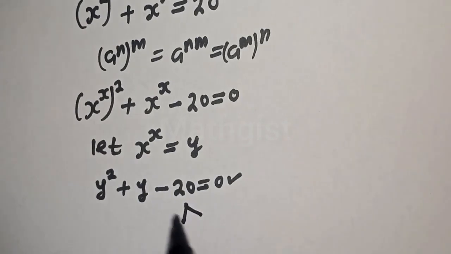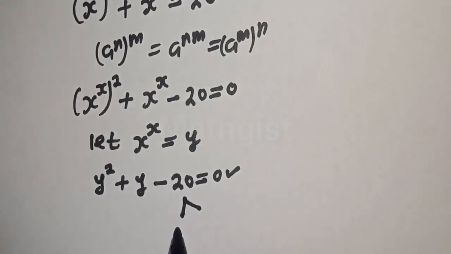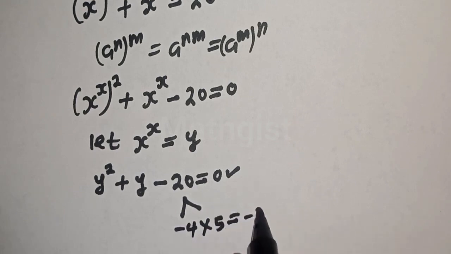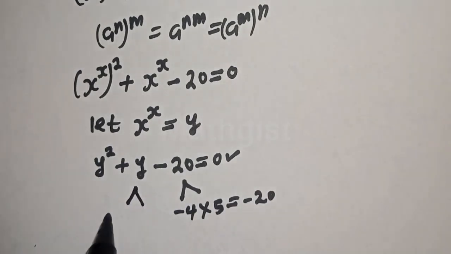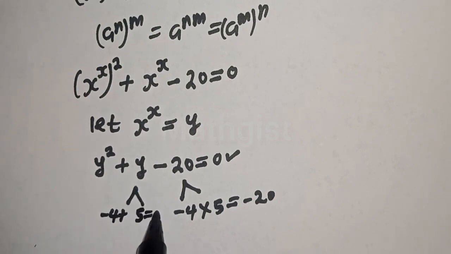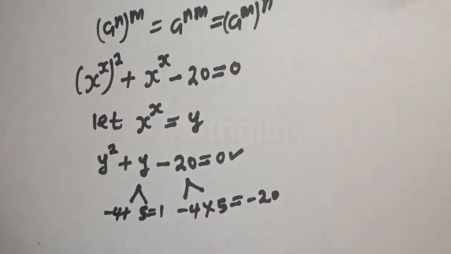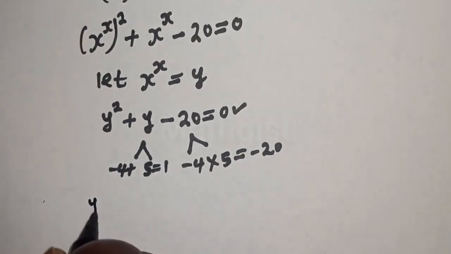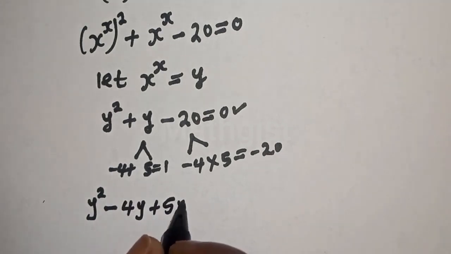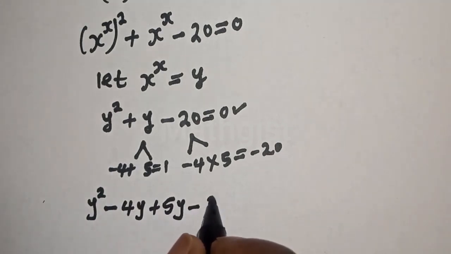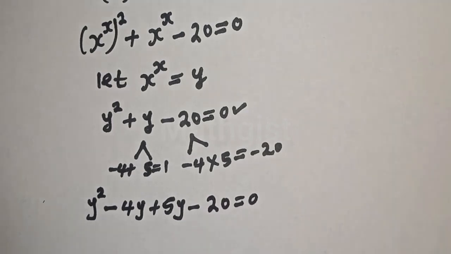Here the product is minus 4 times 5. This is equal to minus 20. And from here, the sum will be what? Minus 4 plus 5. This is equal to 1. So let's substitute. y square minus 4y plus 5y minus 20 is equal to 0.